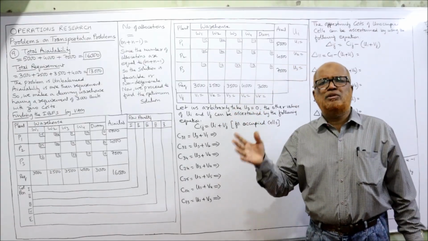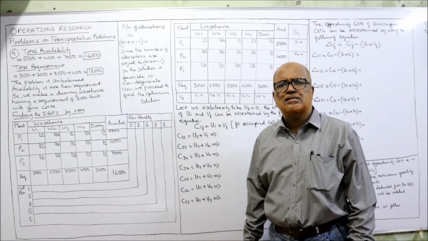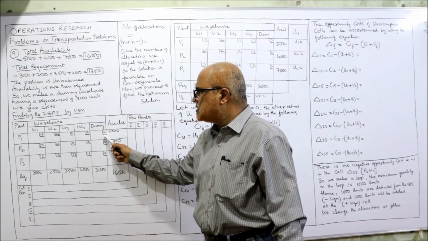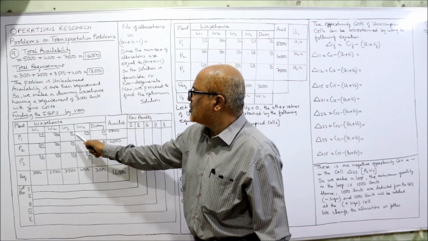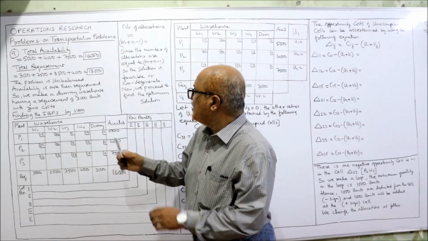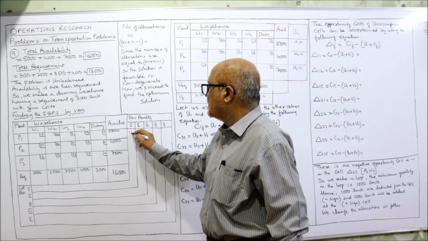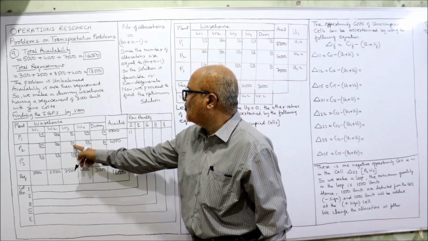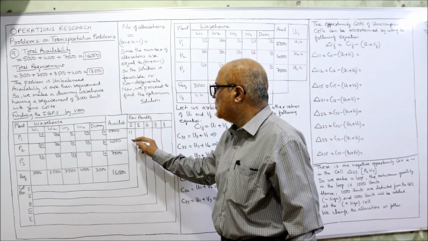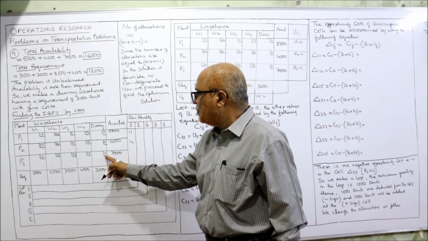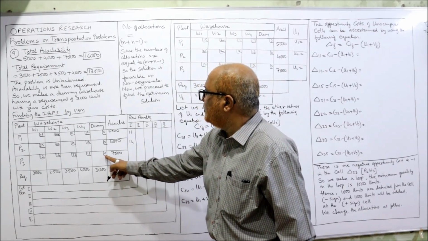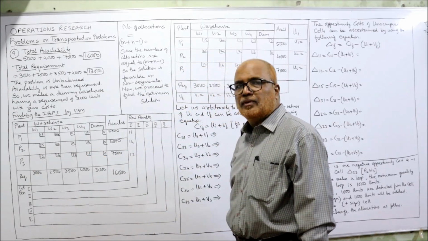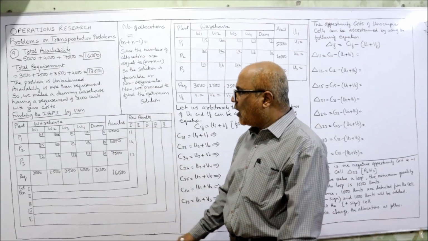Penalty is the difference between the smallest cost and the next smallest cost. In the first row, the smallest cost is 0. The next smallest cost is 11. 11 minus 0 is 11. For the next row penalty, 0 is the minimum, the next minimum is 14. 14 minus 0 is 14. Here the minimum is 0, the next minimum is 12. 12 minus 0 is 12. The row penalties are completed. Now the column penalties.